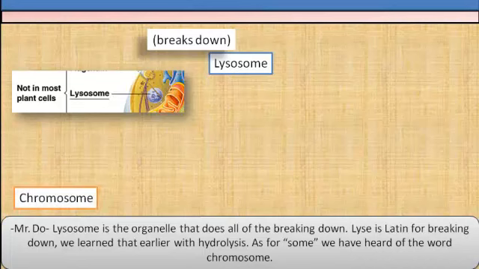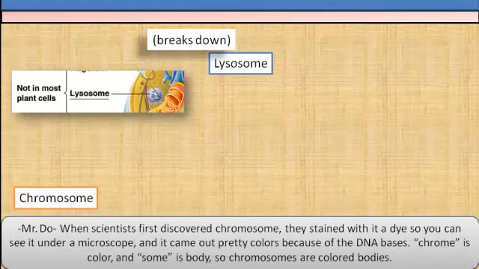As for some, we have heard of the word chromosome. When scientists first discovered chromosomes, they stained them with a dye so you can see them under a microscope, and they came out pretty colors because of DNA bases. Chrome is color and some is body, so chromosomes are color bodies.